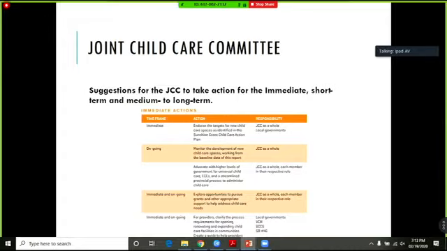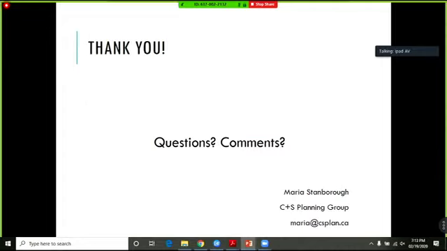In the report, there's immediate actions that can be taken by the JCC, short-term and medium to long-term. And I've put a little snapshot here of what those could be. The first, of course, being endorse the idea of these targets for new childcare spaces. So that's a quick snapshot of the report. I think you all have a copy of it. And if you have any questions or comments, again, my name is Maria Stanborough. Thank you very much. I'll look to council for any questions.